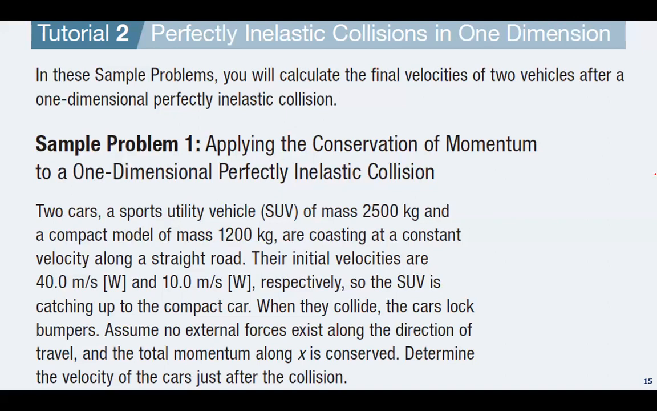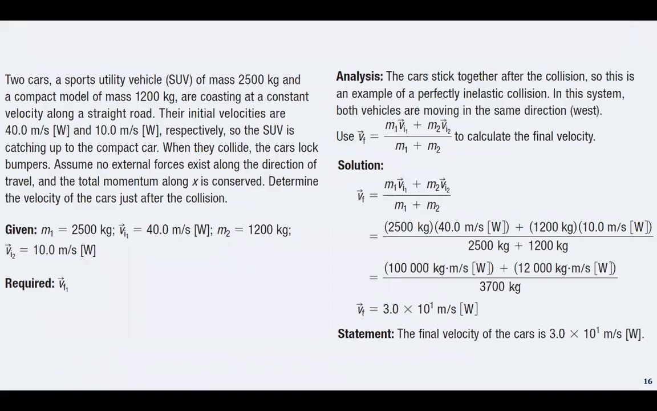All right, let's have a look at the solution together. So the two cars stick together after the collision. So this is an example of perfectly inelastic collision. In this system, both vehicles are moving in the same direction, which is to the west. So we can use Vf equals (m1 vi1 plus m2 vi2) over (m1 plus m2) to calculate final velocity, which is shown here.